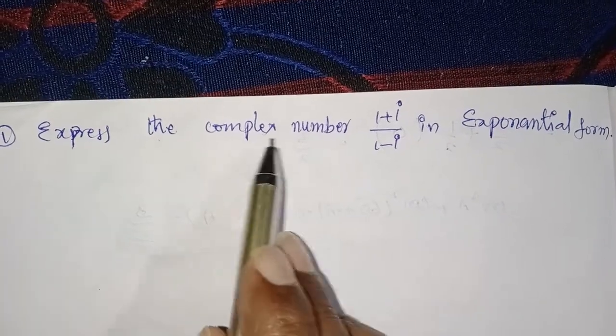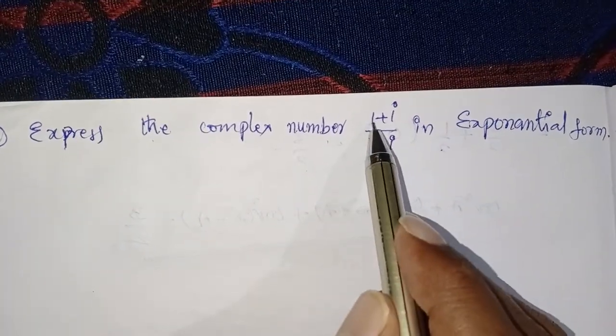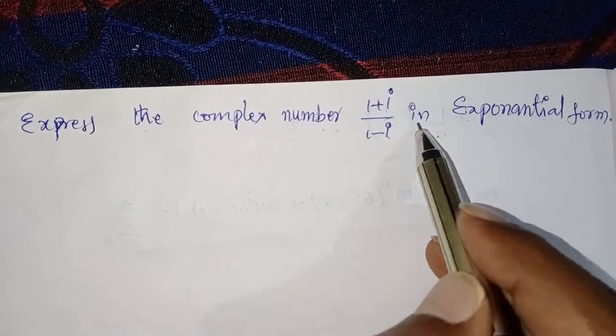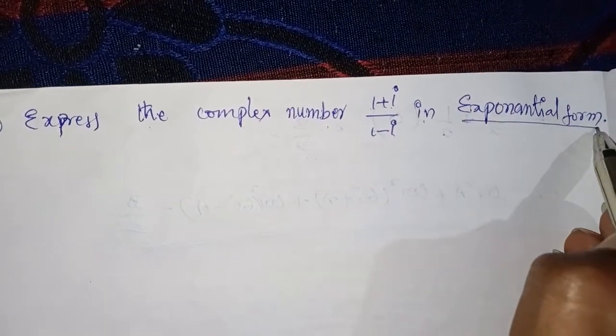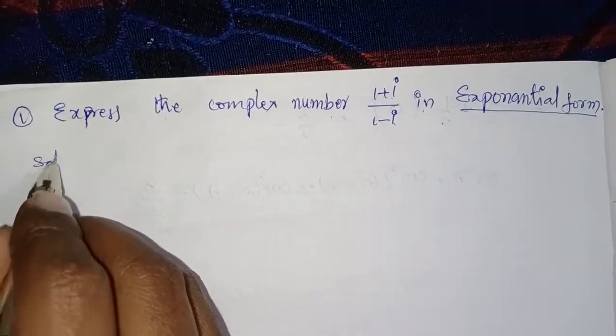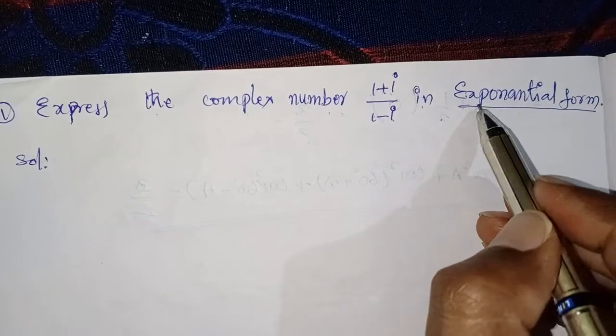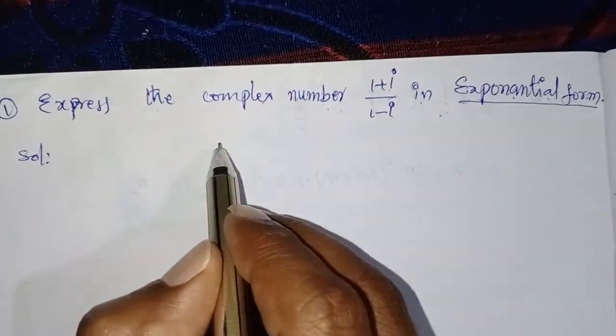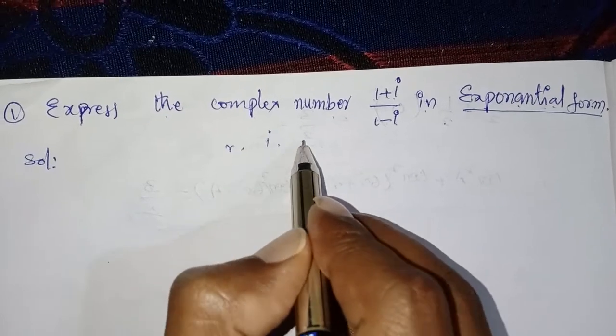Express the complex number (1 + i)/(1 - i) in exponential form. So this is the key point: exponential form. Solution: if we want to find the exponential form, first of all we need to find the real and imaginary parts.